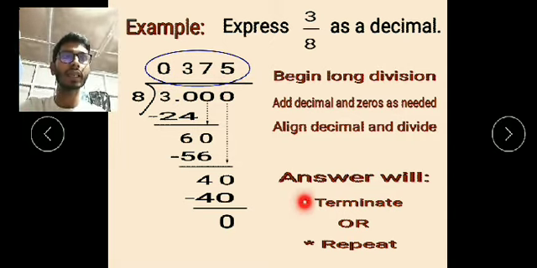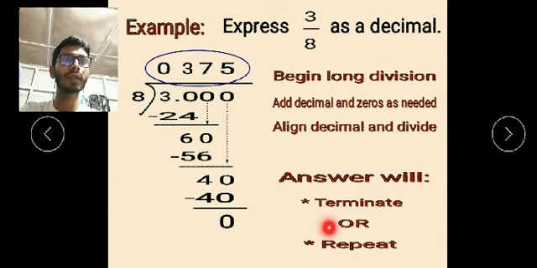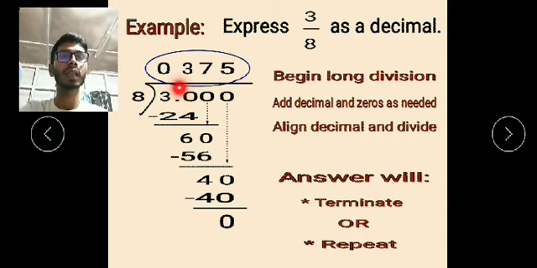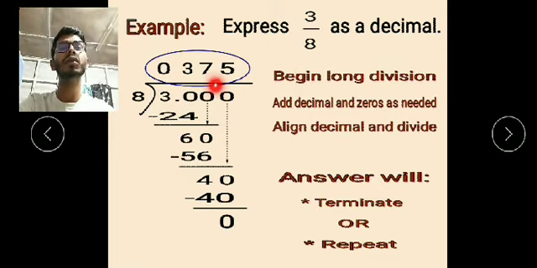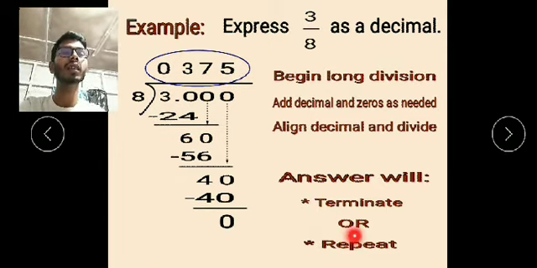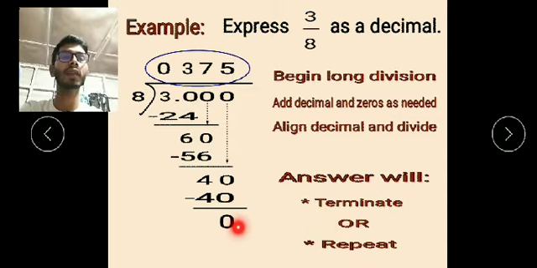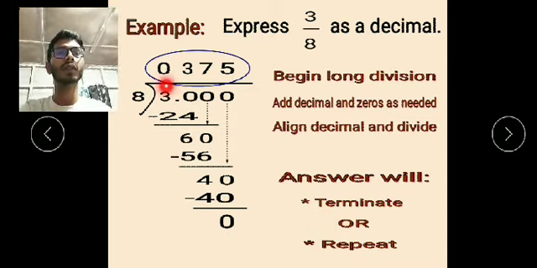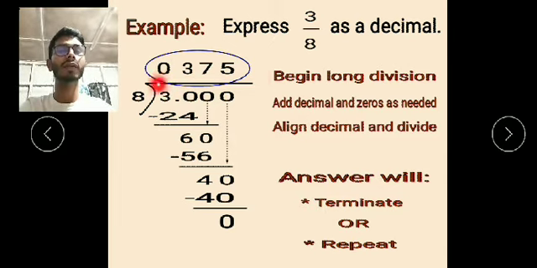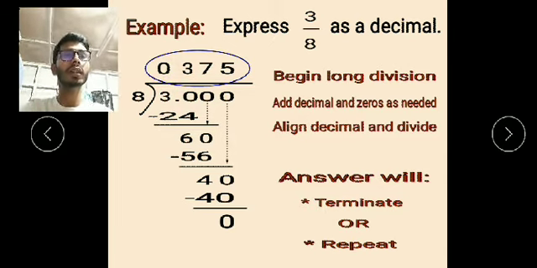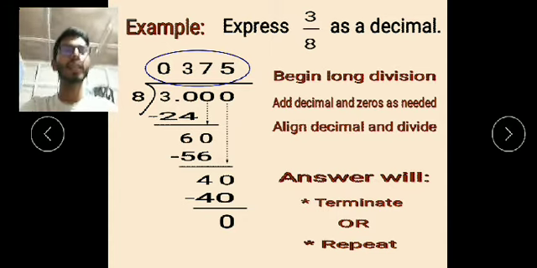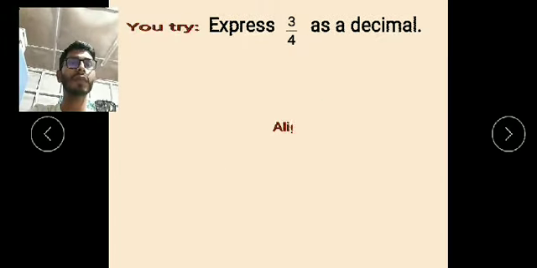Now see, it ends, it finishes. So we can call it terminating. If it doesn't finish, we call it repeating. For example, 0.3756778 and so on. If it goes on, then we call it repeating. If it ends, as you see here, we cannot divide further. So 0.375 is a terminating decimal. In this manner we can divide any two numbers.